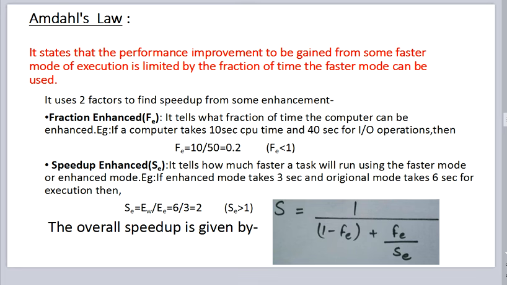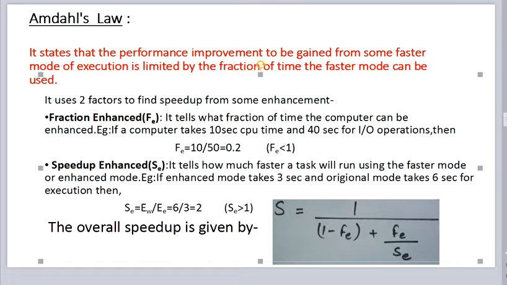So fraction enhanced tells what fraction of time the computer can be enhanced. For example, if a computer takes 10 seconds CPU time and 40 seconds for input-output operations, then obviously 10 seconds CPU time can be made enhanced. So FE will be 10 upon 50 total time, that is 0.2.